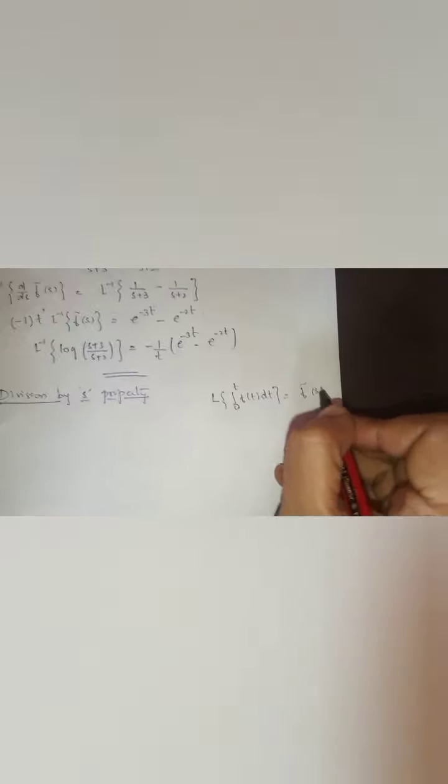Where did we get the Laplace transform of a function? We have the Laplace transform of the integral from 0 to t of f(t) dt, which is nothing but f bar of s by s. So here we have division by s. From here, the integral from 0 to t of f(t) dt will be nothing but the Laplace inverse of f bar of s by s.